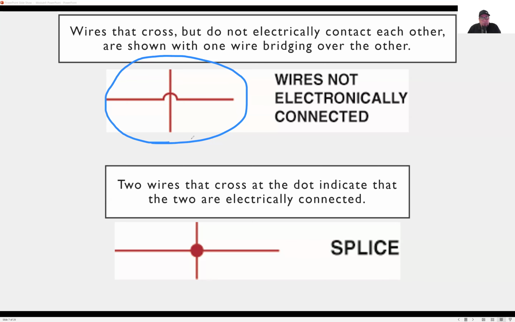A couple of new types of symbols here. With this symbol on the top, where it has this little bump or hump in the middle, that indicates that these wires are not connected. They cross paths, but they do not connect. The one down here, where we have a splice, this dot in the middle means they are electrically connected. So they share electricity. Where there's power or ground, they are shared. Okay, that's what those are indicating.